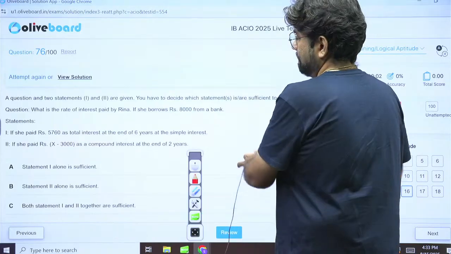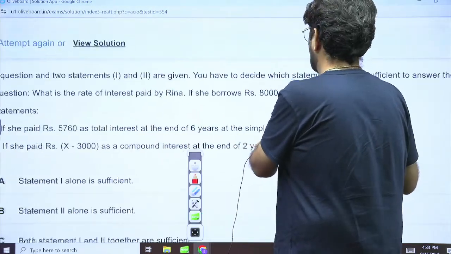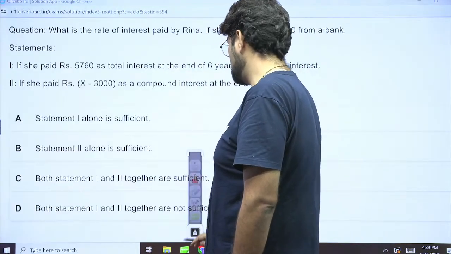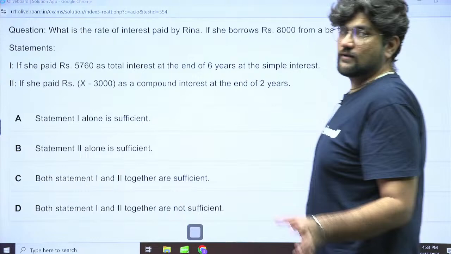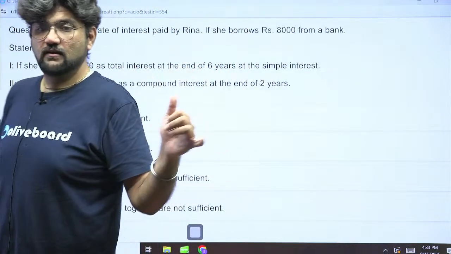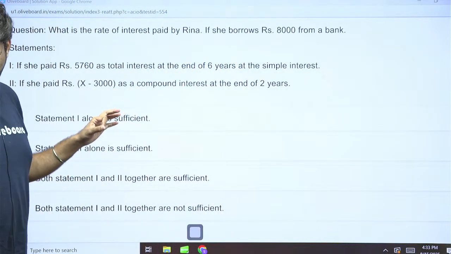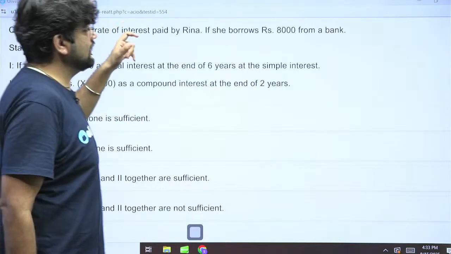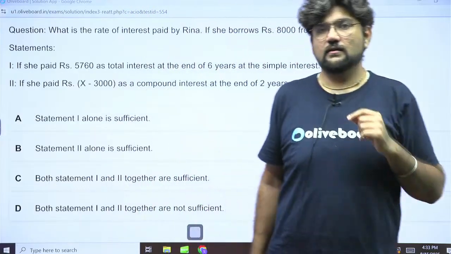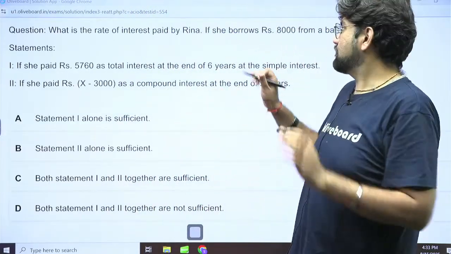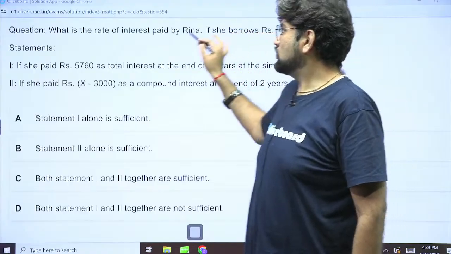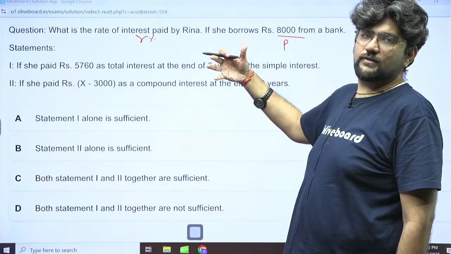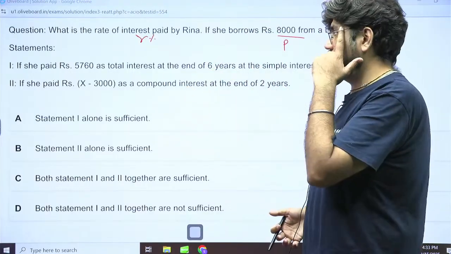Next. This is data sufficiency. Look at the question. Data sufficiency is related to quantitative aptitude, but actually you don't have to calculate anything. Just read the question and understand whether the data given is sufficient for you to answer the question or not. What is the rate of interest paid by Reena if she borrows 8,000 from a bank? Reena has borrowed 8,000 from a bank, so she knows the principal. You need to find out the rate percent. You should know the time, the amount of interest. That's how you'll be able to calculate the R, right?